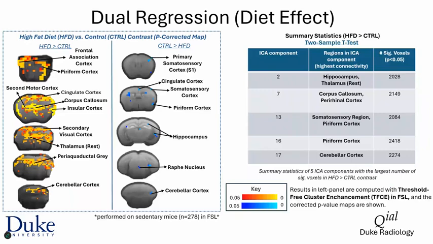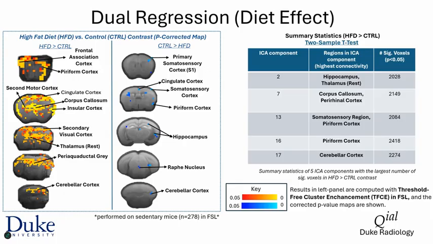The first result that we produced from dual regression was the diet effect. On the left side, you can see some p-value corrected maps for the high-fat diet versus control diet effect. On the right side, I show the ICA components that had the biggest contributions to our results. When high-fat diet had a greater connectivity than control diet, we noticed much larger clusters, specifically within the piriform cortex and the frontal association cortex. You can also see other regions listed on the screen.